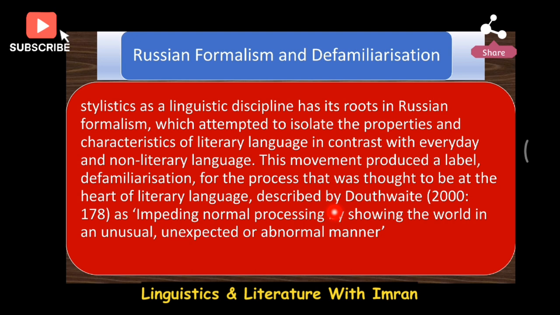It is described by Douthwaite in 2000 as impeding normal processing by showing the world in an unusual, unexpected or abnormal manner. So the artists and poets are going to present to people something which is already usual and make it unusual. Something which is already expected, they make unexpected. Something which is already normal, they make abnormal. That can be in painting, in drawing, in music, in drama, or particularly in poetry. They make language unusual, unexpected, and abnormal to make it more prominent and to attract the readers and the audience.